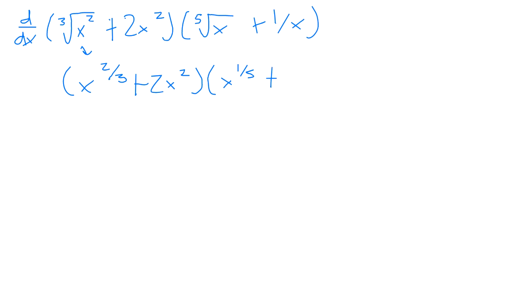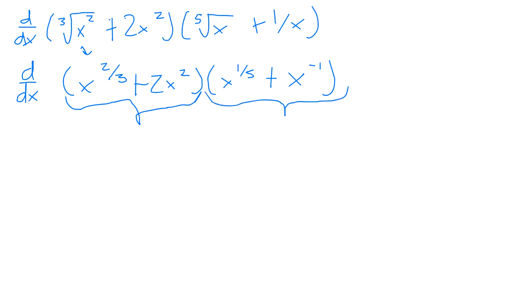And then we have our 1 over x can be written as x to the negative 1. So now we have to go ahead and start finding the derivative of this. So now let's go ahead and try using our product rule one more time. So let's just break this up by the parentheses and say that we have our f of x and our g of x.